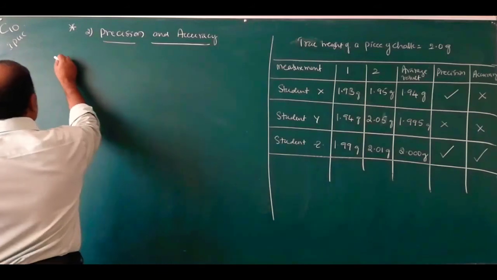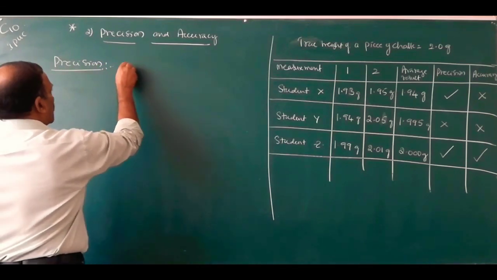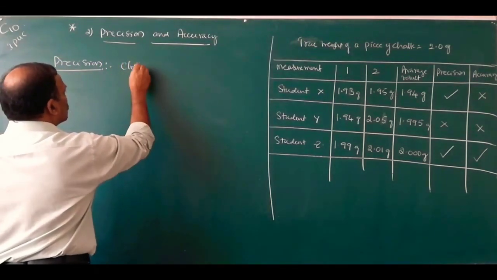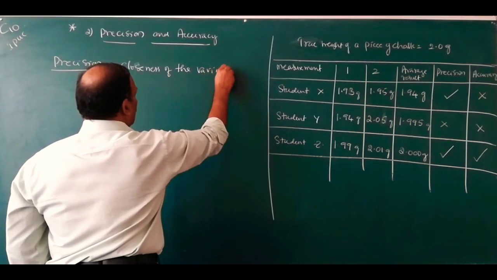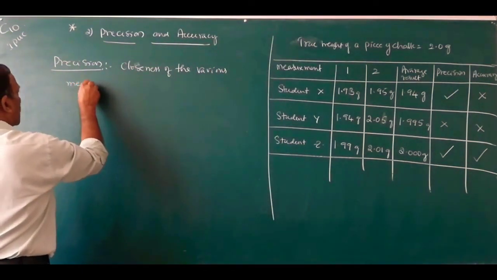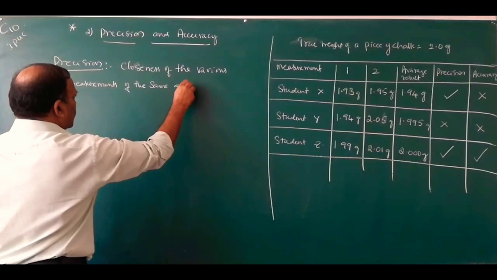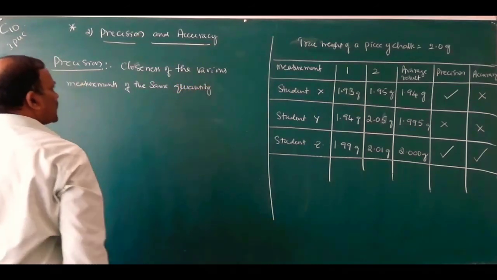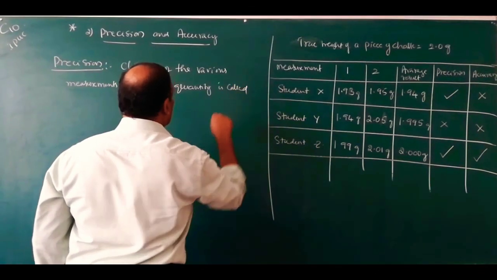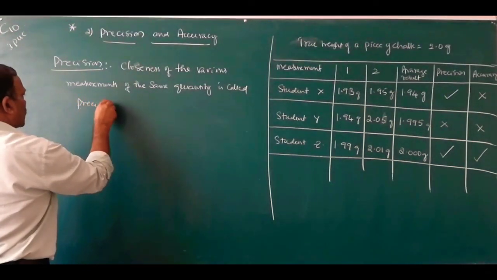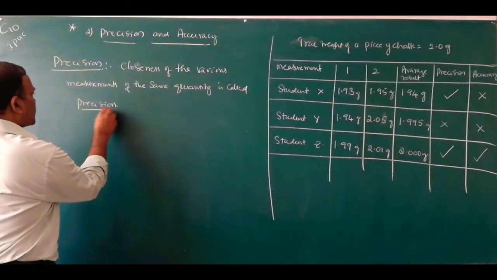So, write down what is precision. Precision: closeness of the various measurements of the same quantity is called precision.